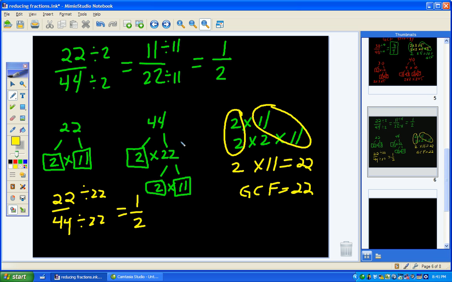So either way, I'm still going to come up with the same simplest form, but sometimes when I can start seeing the GCF in my head with number sense, I can start doing this even faster instead of just guess and check and trying by 2s and 3s and 5s and so on.